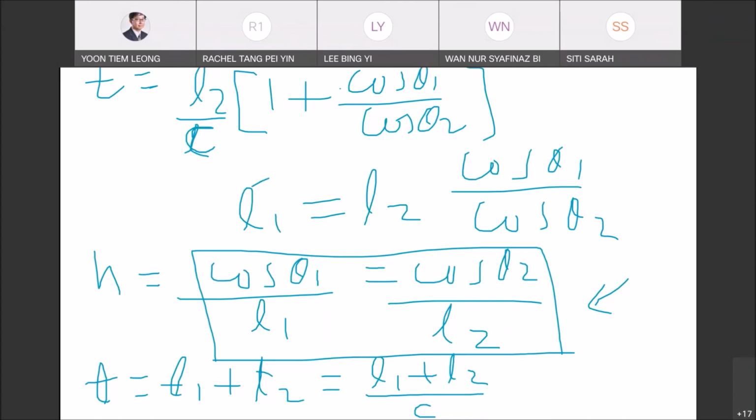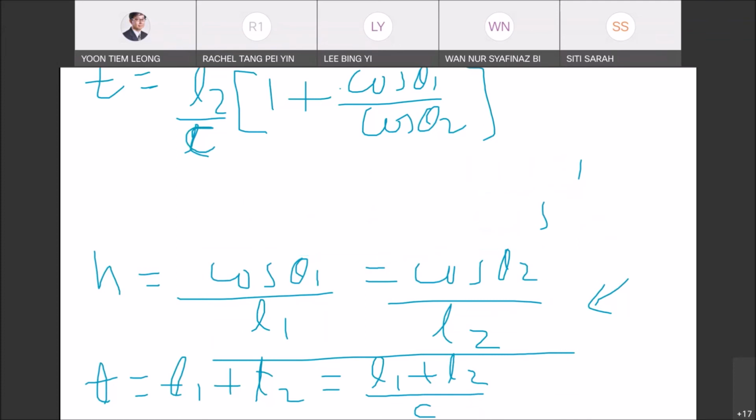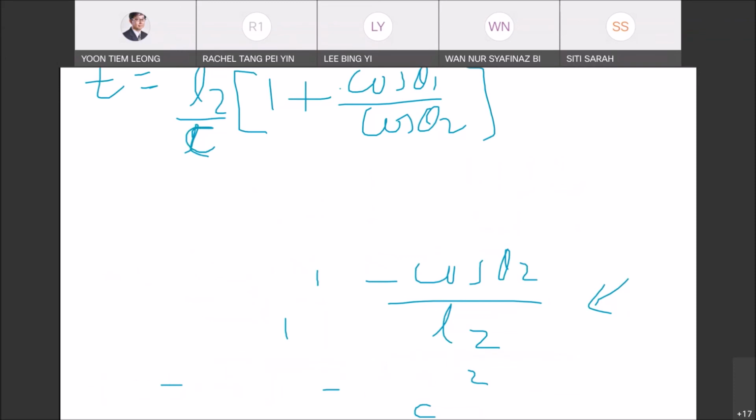And in doing so, you assume that the length of L2 stays constant. The only thing that changes is the time taken, right? So L2 is constant, L1 is constant, the H is constant. Only theta 1 and theta 2 are the two variables. So now you can imagine that this is the function t, the time taken for the light to travel, and it depends very much on theta 1 and theta 2.